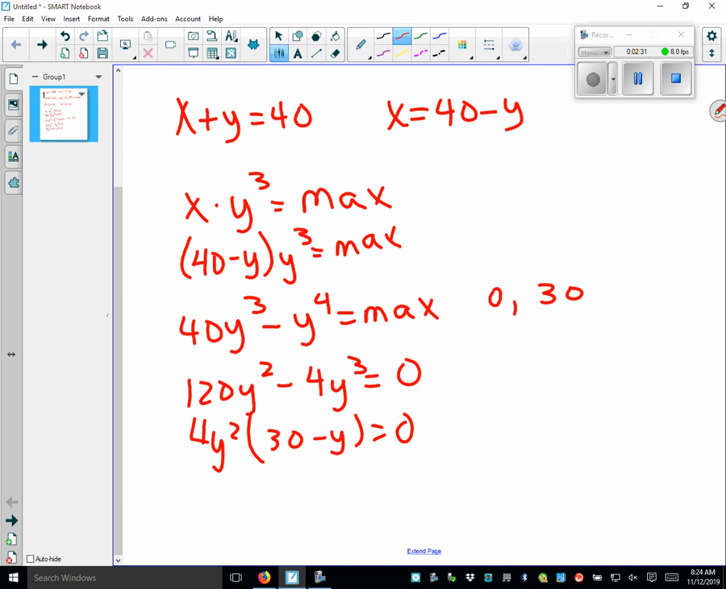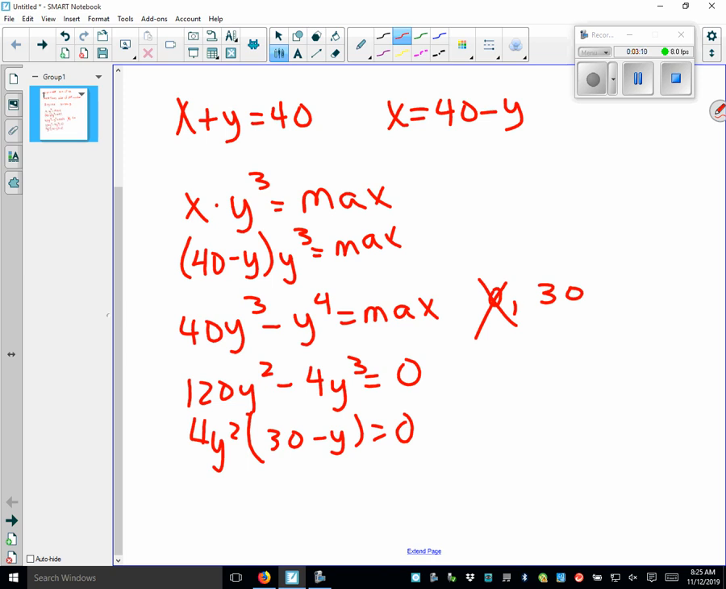Now, if one of the numbers is 0, what's the other one? The two numbers add up to 40. If one of the numbers is 0, what's the other one? 40. But is 0 positive? No. Did I start off saying two positive numbers? Yeah. So I can throw out 0. What are my two numbers? 30 and 10.